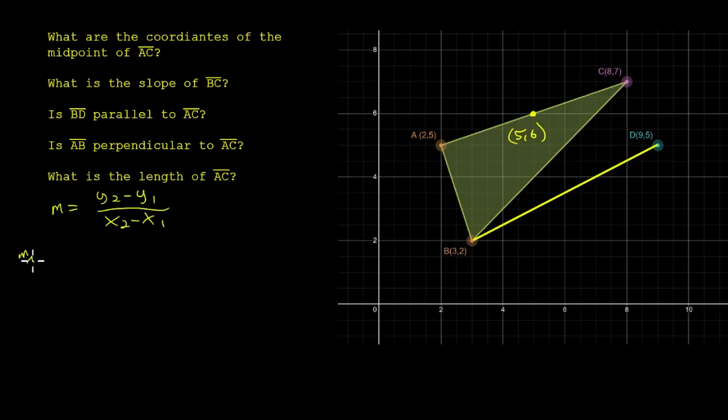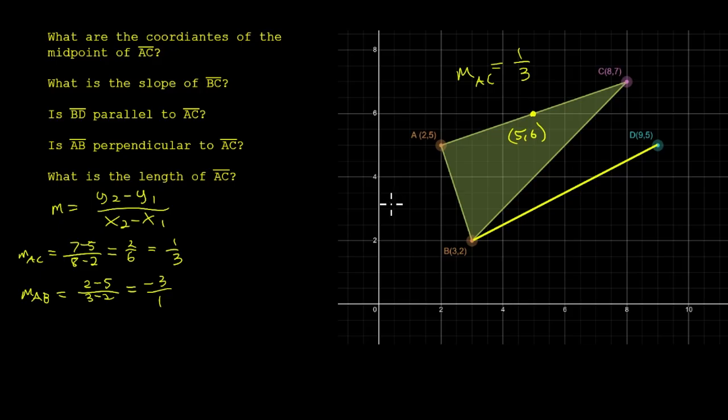For the slope of AC, we're going to have 7 minus 5 over 8 minus 2, which is then 2 over 6, which is 1/3. So up here, the slope of AC equals 1/3. Next, we will do AB. The slope of AB is going to be 2 minus 5 over 3 minus 2, which is then negative 3 over 1. So the slope of AB is negative 3.